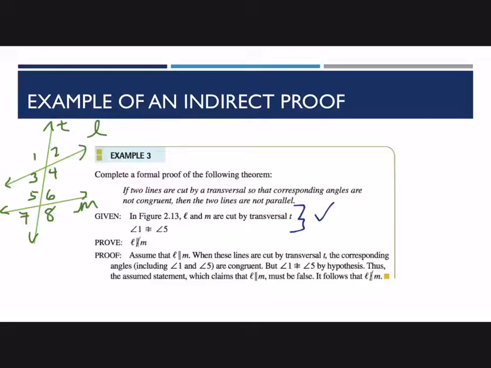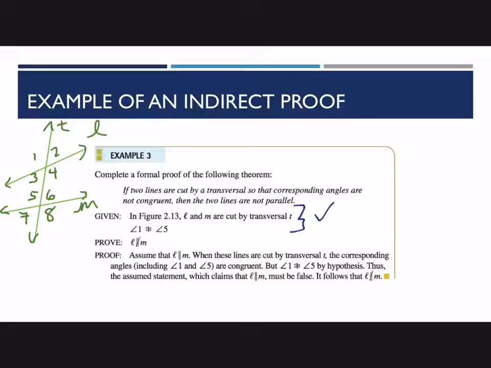We don't know anything about lines if the corresponding angles are not congruent. That doesn't tell us anything. The only theorems and postulates we have so far say that if we start by assuming the lines are parallel, then we would know that 1 and 5 are congruent. That's the only thing we have to work with from the book.